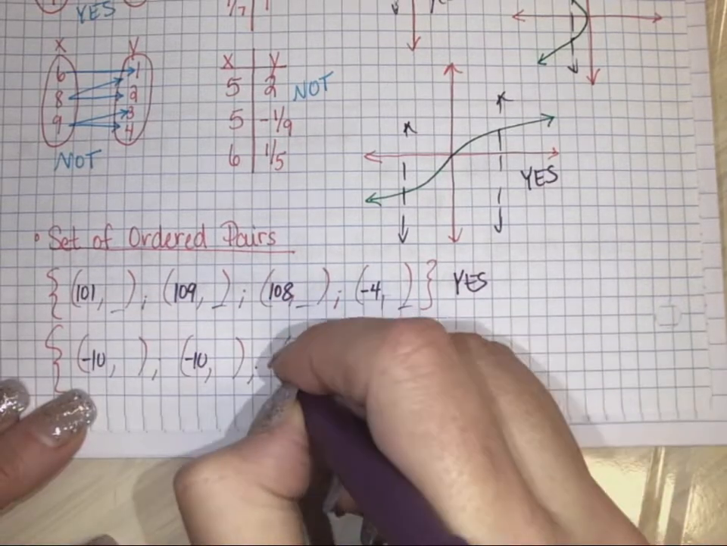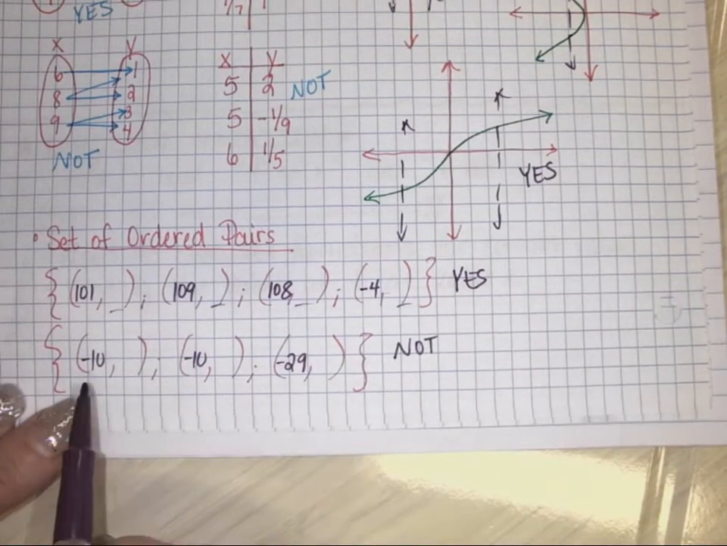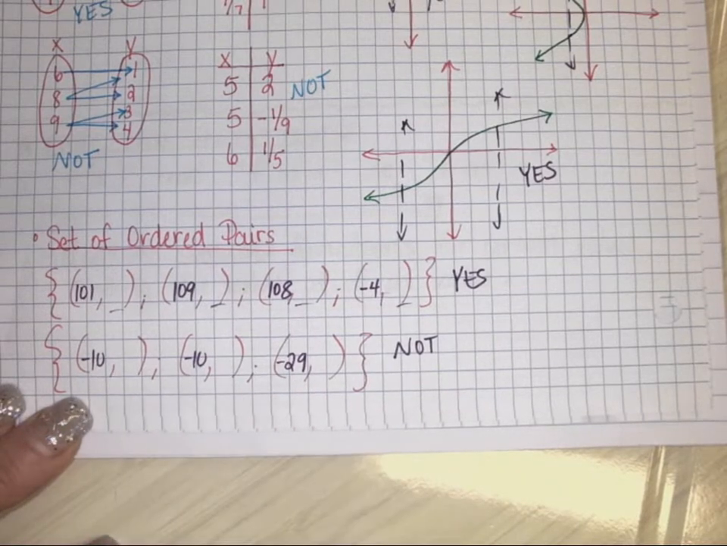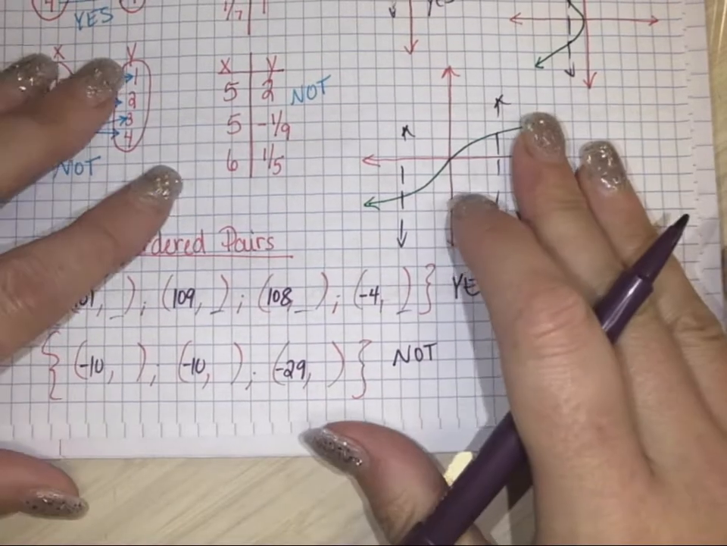-10, -10, we can have -29. Once again, I've got an x repeated, not a function. Does not matter what the y's are in that case.